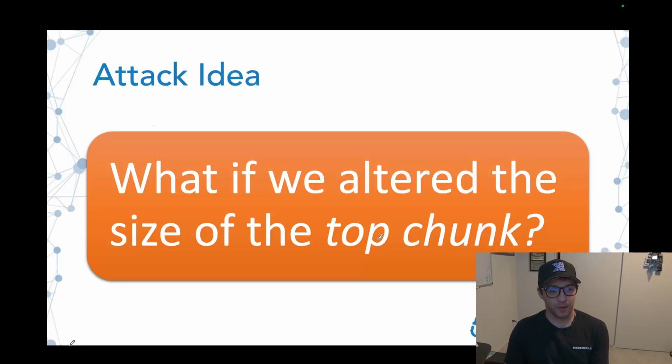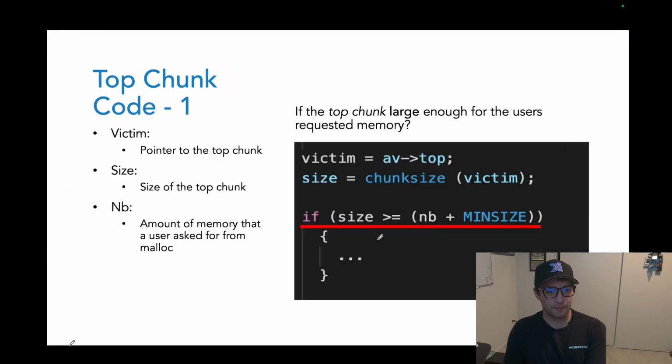So this is where it gets fun though. What if we altered the size of the top chunk to bypass this check? If we had this size for the top chunk be astronomically big, let's say it's 64 bits of Fs, then this check would always pass, meaning that it would give us back a chunk at an arbitrary location, which is pretty awesome.